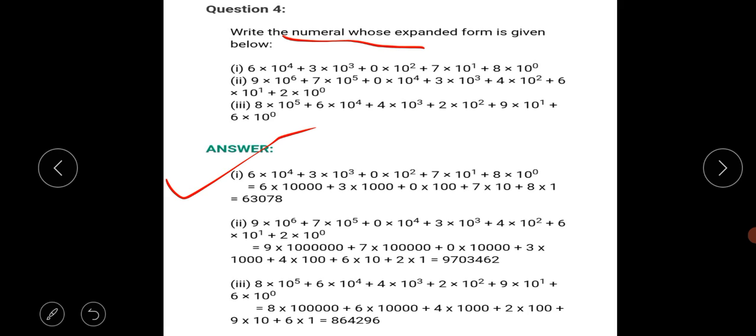Similarly, 9 into 10 to the power 6, plus 7 into 10 to the power 5 is 700,000, 7 lakh, then 0, then 3,000, then 400, then 60, and then 2. So when you write it by adding, you will have this as the answer. These are the parts of the numeral form.